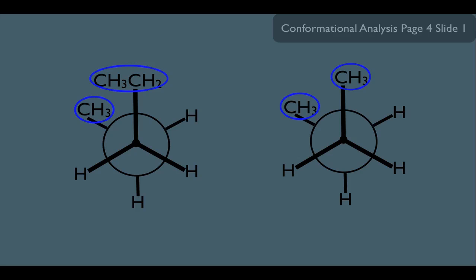Of course, it would be the molecule on the left. It would be higher energy, less stable than this conformation on the right. So the more bulky the groups are that are participating in a gauche interaction, the more steric strain, the higher the energy, therefore the less stable it is.